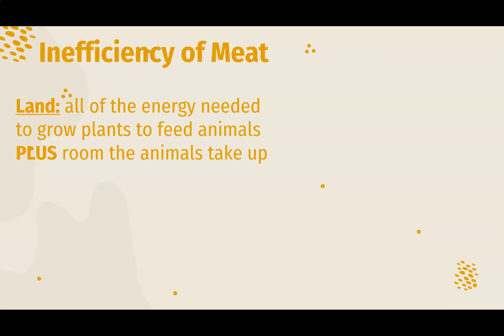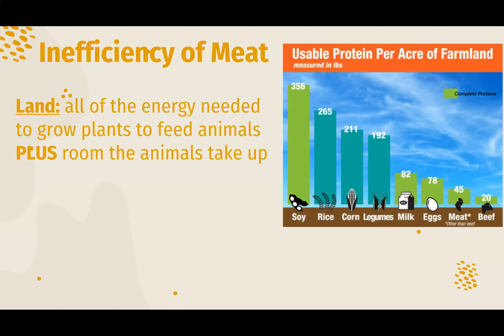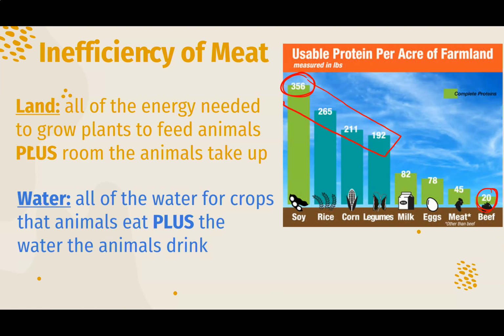Again, it takes a lot of land to feed, a lot of room. And if you look here, beef in what's called usable protein per acre, you're getting 20 out of beef. But something like soy, you're getting 356. There's your plants. If you notice, these are all your plants where you can get some protein. Way, way, way more efficient. Water, all of the water for the crops. Forget about the water that the animals are drinking. You have to water the crops of the plants the animals are eating. Once again, very, very, very inefficient.